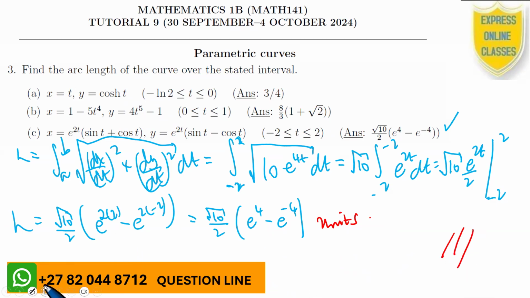So at this rate, we have succeeded in solving this particular problem. Now we recap on this and make sure we understand what we've done.